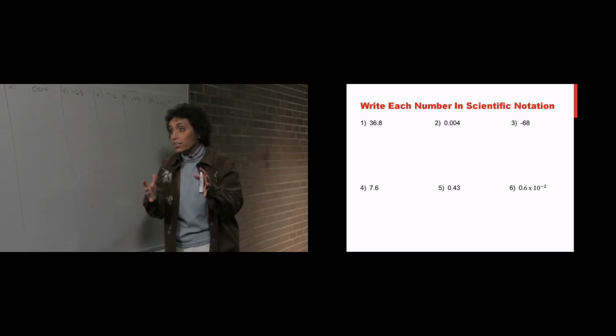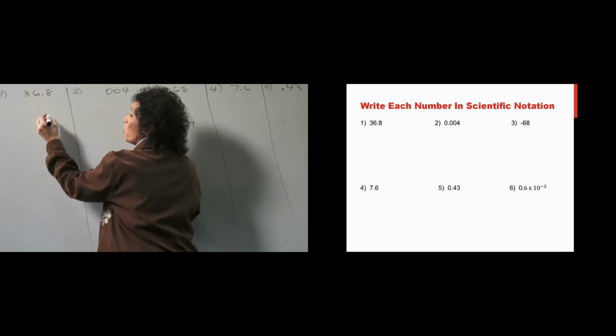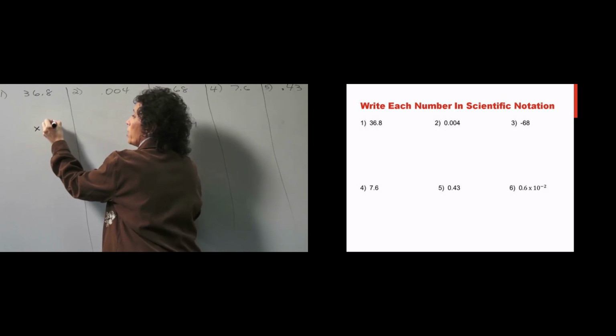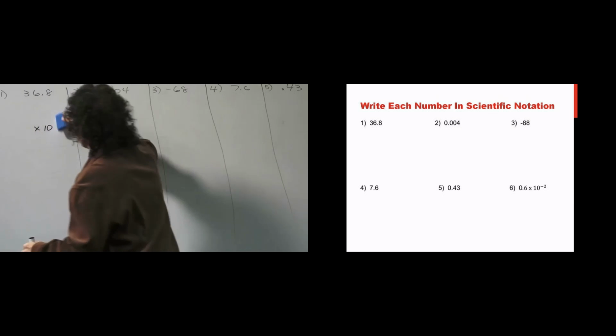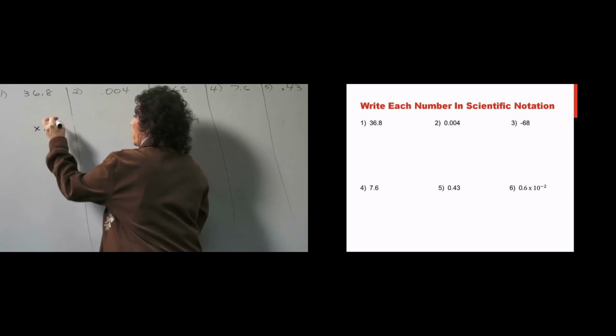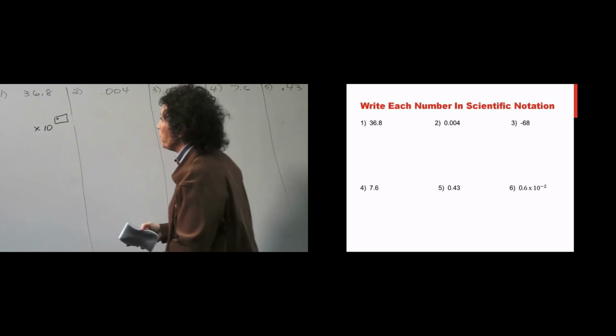All right, let's see how you did. Let's go to number 1. Okay, that number is bigger than 1, so I already know that I'm going to have a positive exponent. And you know what? I'm going to make that box just a little bigger, just in case you can't see that. Though I do have a new handy-dandy marker. It's a positive. That's to remind me it's positive.